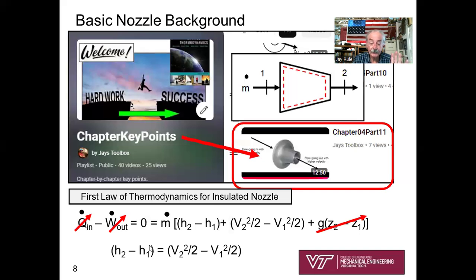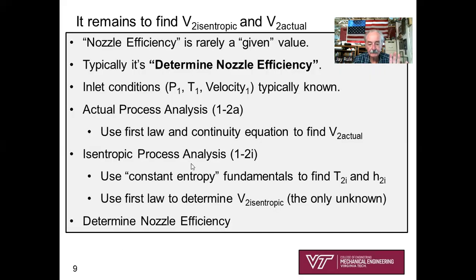We wrote the first law for any, and so we've got H2 actual minus H1 equals V2 actual squared over 2 minus V1 actual squared over 2. And the chances are good that you're going to have P2 and perhaps T2. Okay. So that's the way you're going to solve for it.